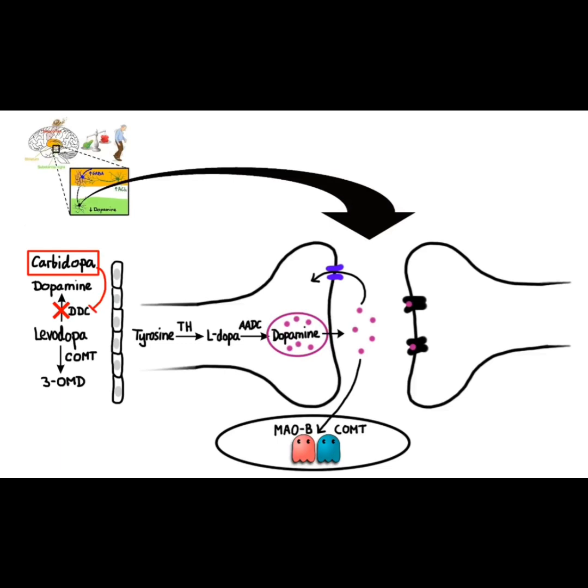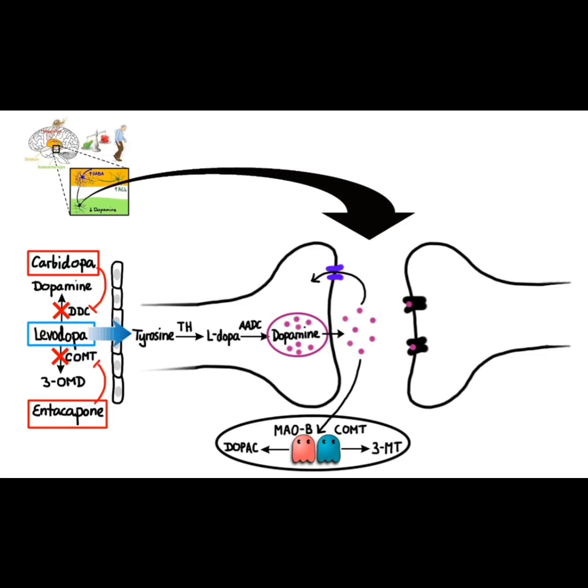Another agent that is used in combination with levodopa and carbidopa is entacapone, which inhibits peripheral COMT, and thus, just like carbidopa, it prolongs the time that levodopa is available to the brain. Now, levodopa is carried across the blood-brain barrier by an amino acid transporter. Once inside the brain, levodopa is efficiently converted to dopamine, thus supplementing the depleted dopamine levels in the midbrain. However, let's not forget that dopamine is also susceptible to breakdown by COMT as well as MAO-B, which convert dopamine to 3-methoxytyramine and 3,4-dihydroxyphenylacetic acid respectively.